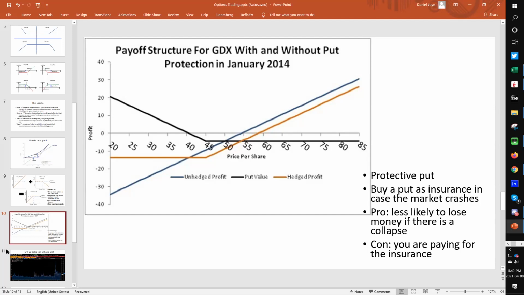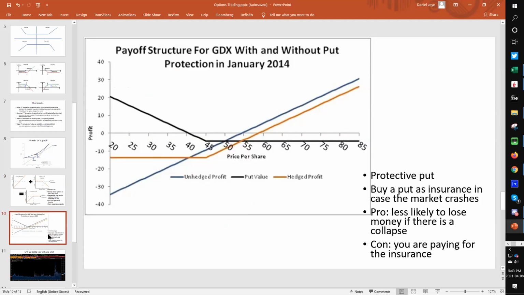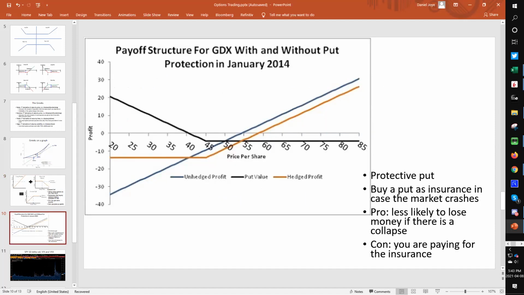Now, what you can do as well is, so a covered call is a way of generating income. Essentially, a put is a way of protecting yourself against a fall. You can also combine the two, and you can basically say, I'm going to sell something on the upside that's going to offset something on the downside. So I'm going to sell a covered call to generate income because I don't think it's going to go that high. And with that premium that I generated, I'm going to buy a put to protect myself on the downside.